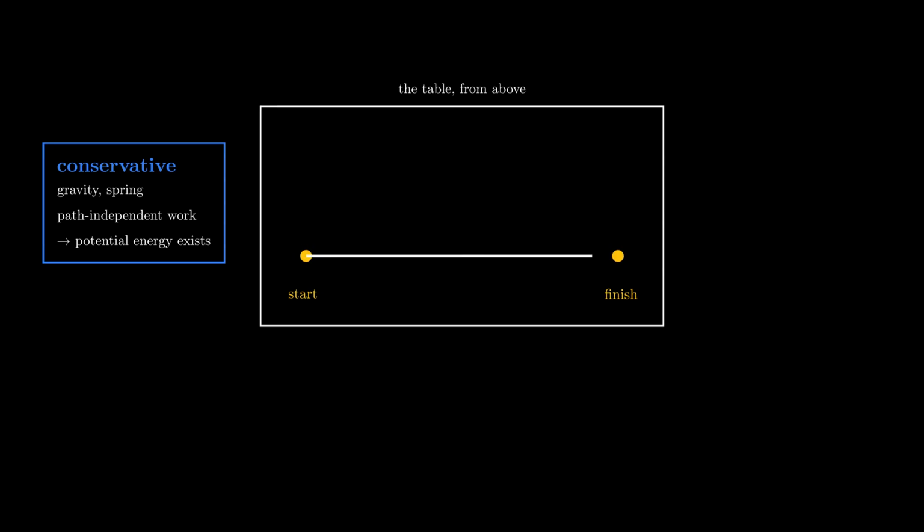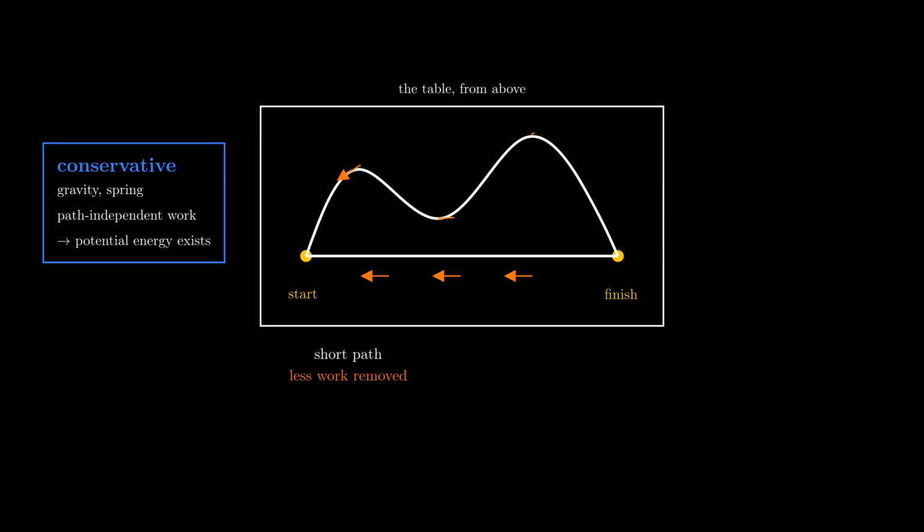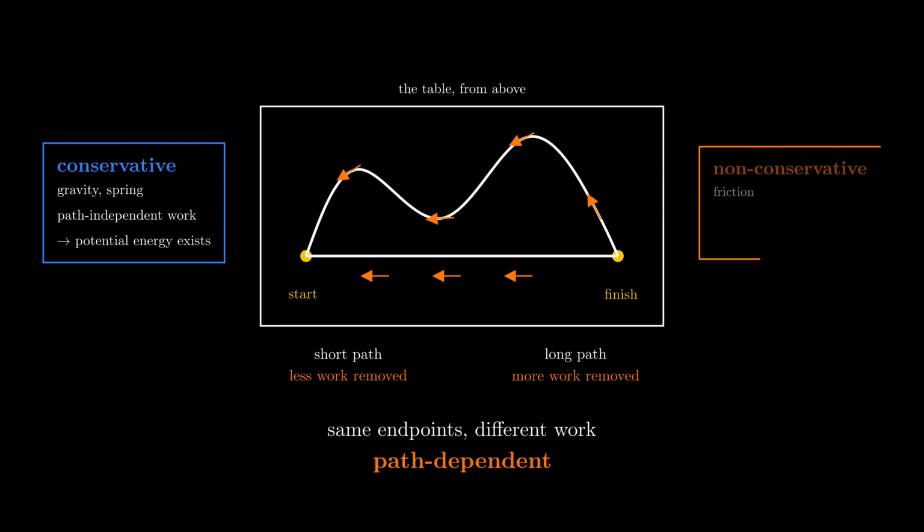Friction refuses the rule. Drag the book straight across the table, and friction removes some kinetic energy. Drag it to the same endpoint along a wandering detour, and friction removes more. The force opposes the motion at every step, so a longer path means more work taken away. Same start, same finish, different work.